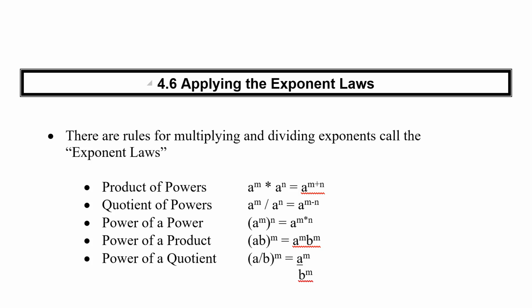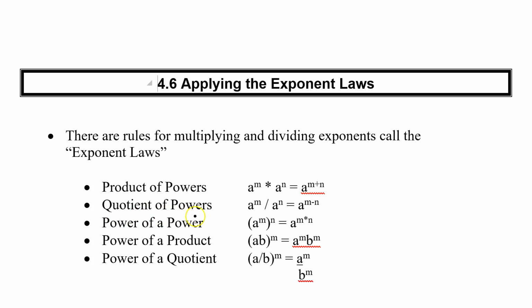First one is called the product of a power. In this case, you can see that I have 2 exponents. The base is both a. So when I have 2 exponents where the base is a, I take the powers, the m and the n, and add them together. So I'm looking for same base, I add the exponents.